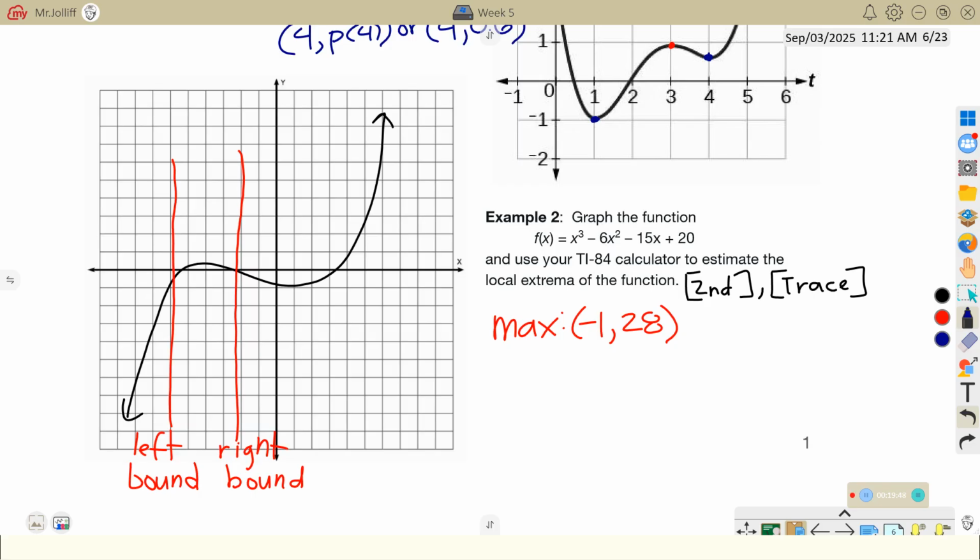And then move it to the right of where the peak is. And then enter to set it. Oh, stop, stop. We don't want to get to the next valley. There we go. Okay, and then enter. And then enter to guess.